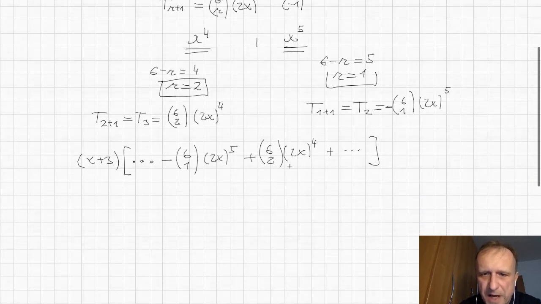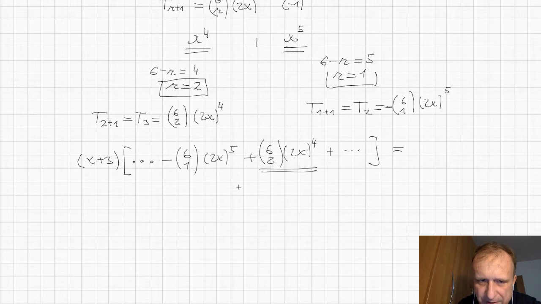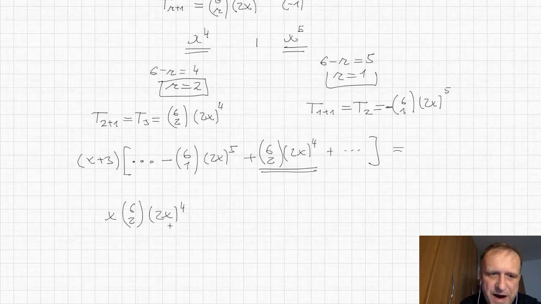So now I need to multiply. So when I multiply by x, I have to multiply this, which will produce x to the power of 5. So the term which contains x to the power of 5 after the multiplication by x is going to be obtained from this one. So it's x times 6 choose 2 times 2x to the power of 4.